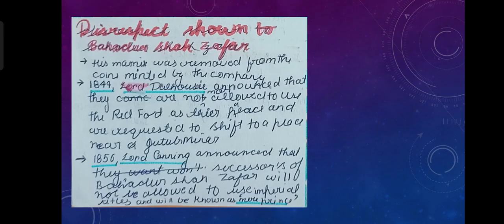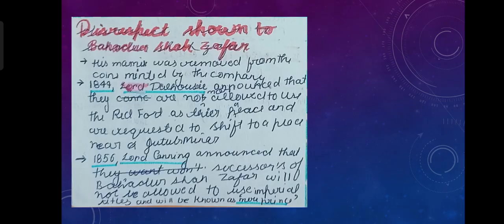People usually start from the policy of expansion, but I would like to start from disrespect shown to Bahadur Shah Zafar. This is mostly asked in two-pointer questions as well as for 3 marks. It's mostly asked like how was Bahadur Shah Zafar disrespected? How disrespect of Bahadur Shah Zafar became a cause for the revolt of 1857.